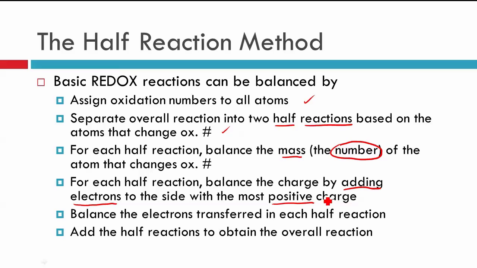Once we've balanced the charge on each side, we now need to balance the number of electrons that are transferred from one reaction to the other. That's our next step. And then finally, when we've done that, we can add the reactions together to obtain the overall reaction and balance that way.